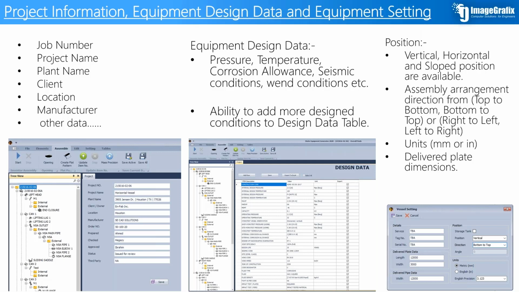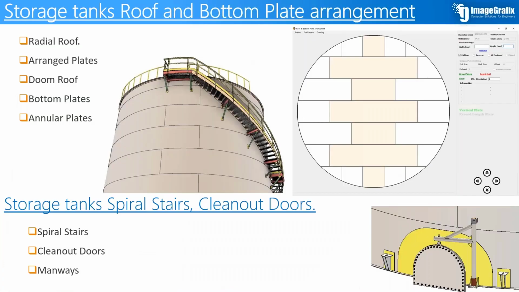And this one is the most important factor for calculating the circumference of the shell, because SEG will automatically detect if the delivered blade dimensions will cover the circumference length of the shell or not. Here for the storage tanks module, you can generate radial roof, arranged blade roof, dome roofs, bottom plates, sloped inside or outside, and flat bottom. You can create annular plates, and you can generate spiral stairs, clean-out doors, and manways. And there is a special tool for roof and bottom plate arrangement.